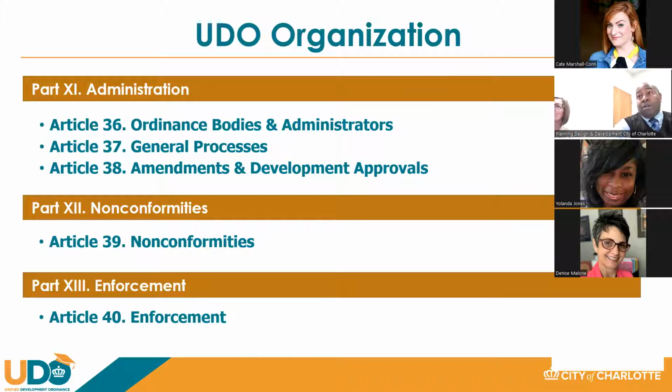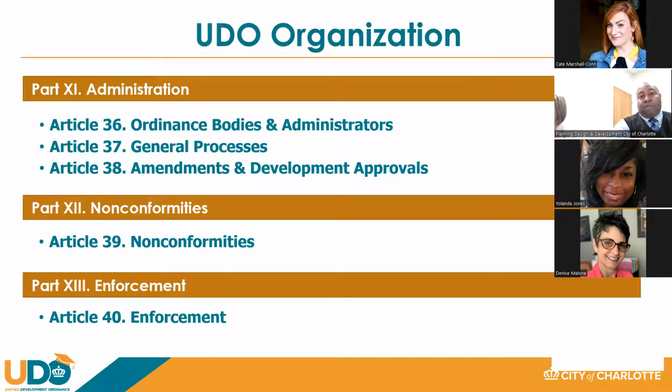Part 11 is our administration, and our administration talks about the ordinance bodies and the administrators, and basically it defines the administrators of each section, who governs the UDO, and their definition of where they're housed. The general processes basically talk about how we are setting the ordinance up, those ordinance bodies, and the procedures and process you have to file.